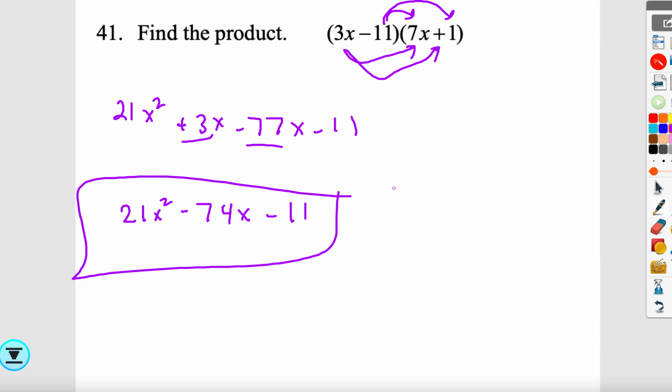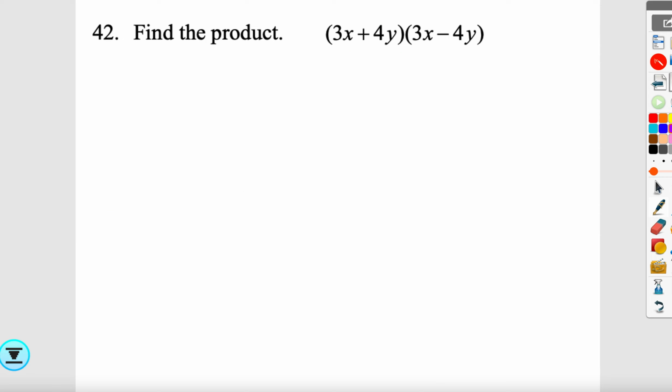Don't overthink the multiplying. We've done distribution before, so this is just like distribution, but now it's a little more complex. So just don't overthink it.